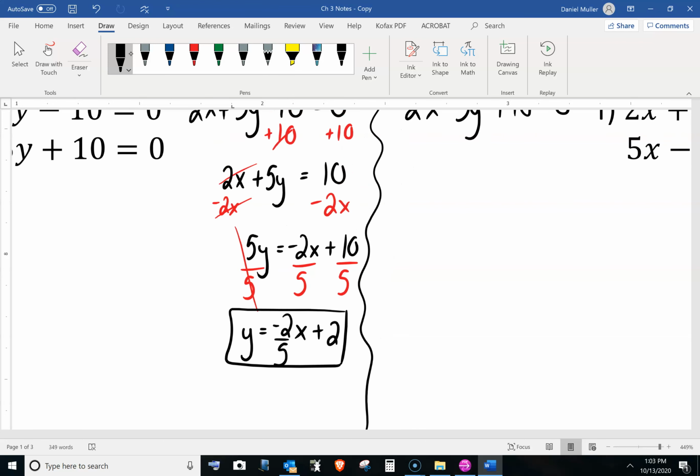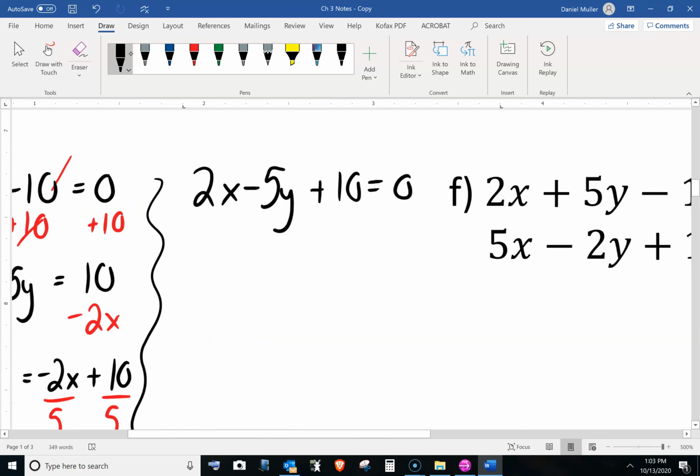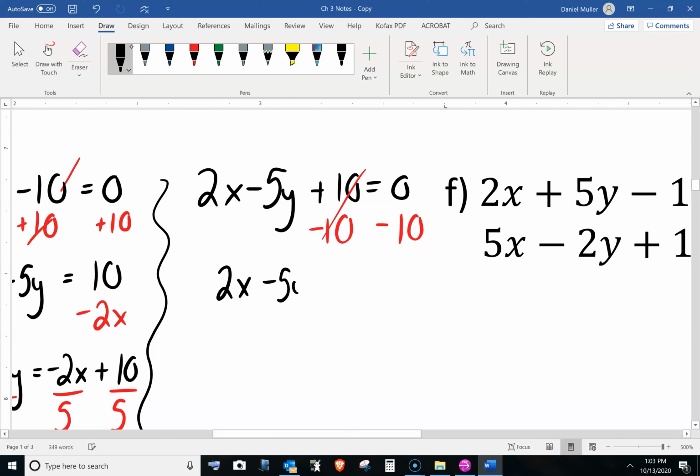So we're going to get the hang of this. You want to get the y alone. The algebra here is not too complicated. You've got to get rid of both things. So here I'm going to minus the 10. Minus the 10. 2x minus 5y, 0 minus 10 is going to be a negative 10. Then I will subtract the 2x.